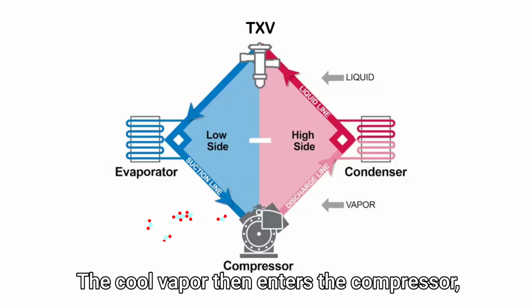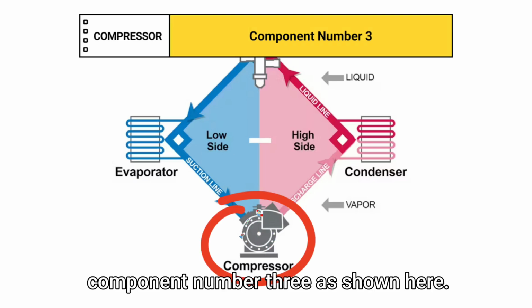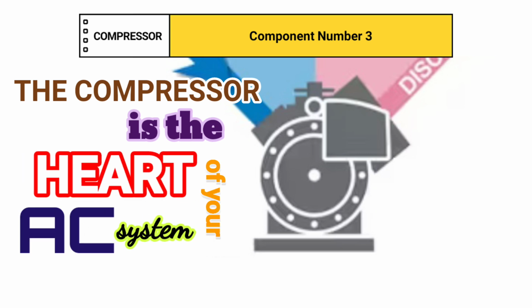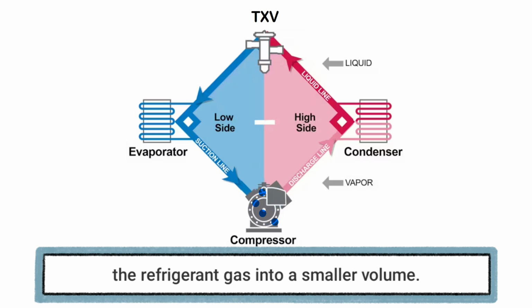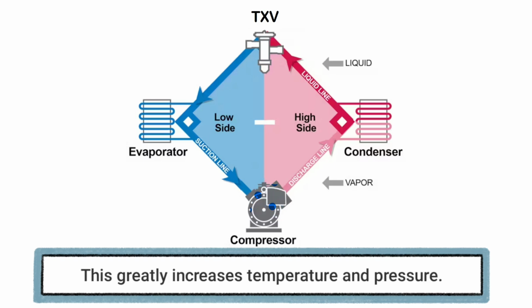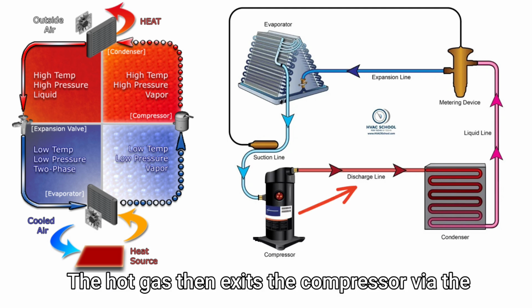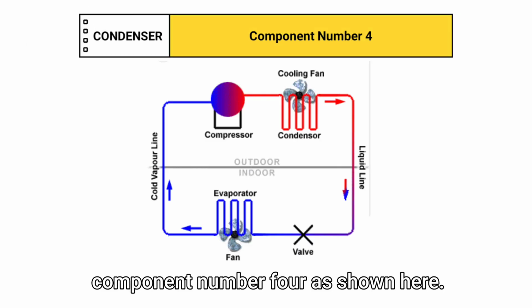The cool vapor then enters the compressor, component number three, as shown here. The compressor is the heart of your AC system. The compressor then compresses or squeezes the refrigerant gas into a smaller volume. This greatly increases temperature and pressure. The hot gas then exits the compressor via the discharge line and flows into the condenser, component number four, as shown here.